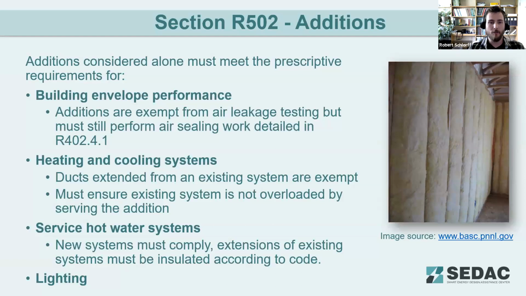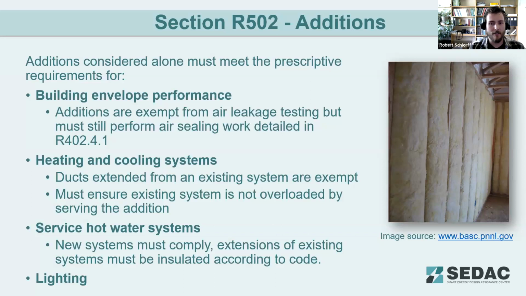For building envelope performance, the additions in this case are exempt from air leakage testing, but must still perform air sealing work detailed in R402.4.1. The reason that these additions are exempt from air leakage testing is that we don't necessarily know the condition of the existing building. The existing building could be in good shape. It also could not be in very good shape. It could be incredibly leaky. And depending on how leaky that existing building is, it may be near impossible to pass an air leakage test, even if you build your addition as well as you possibly can. So taking that into consideration, the code exempts additions from air leakage testing.